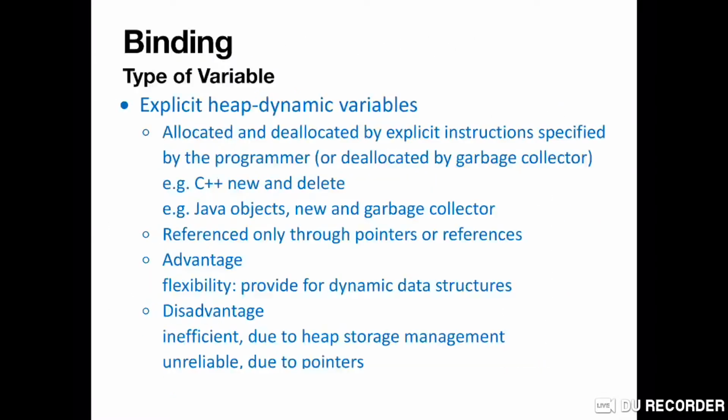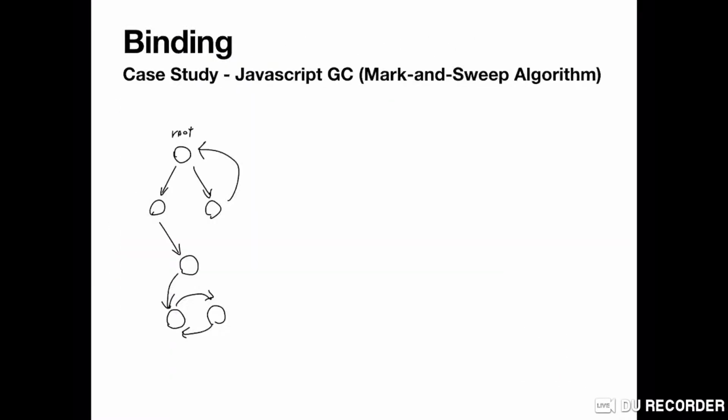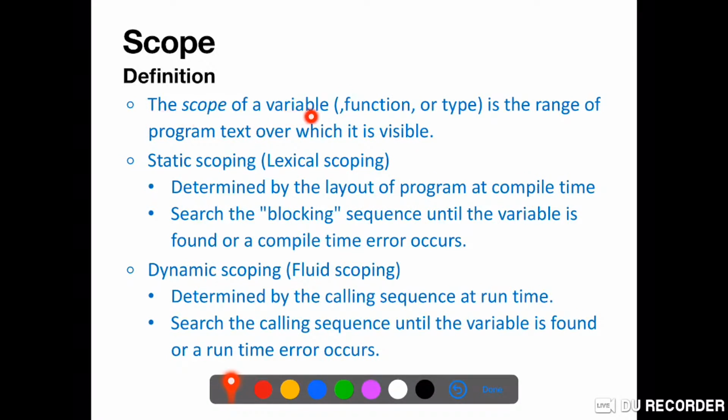And now let's talk about scoping. Scoping is something that's important to know how to resolve a variable if it's currently not visible in the current scope. So the scope of a variable is the range of program text over which it is visible. That's the definition of scope.